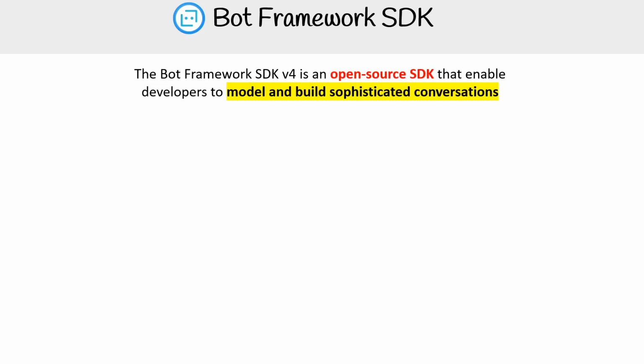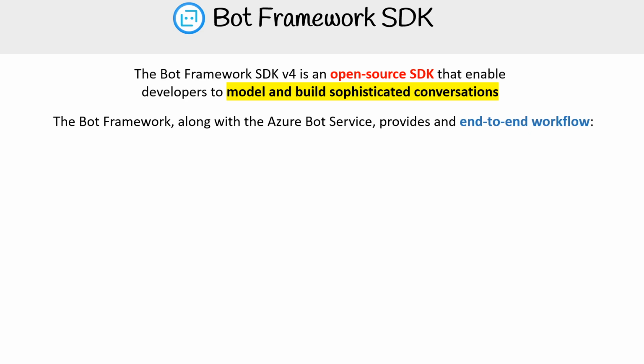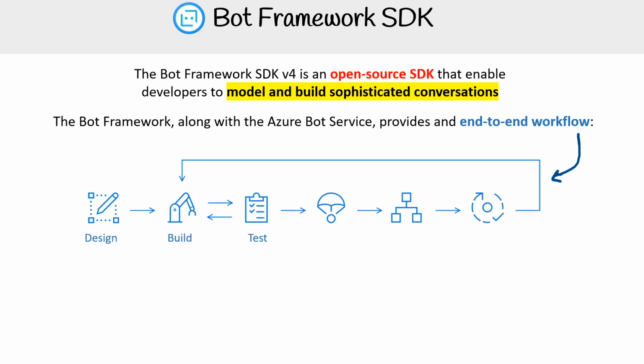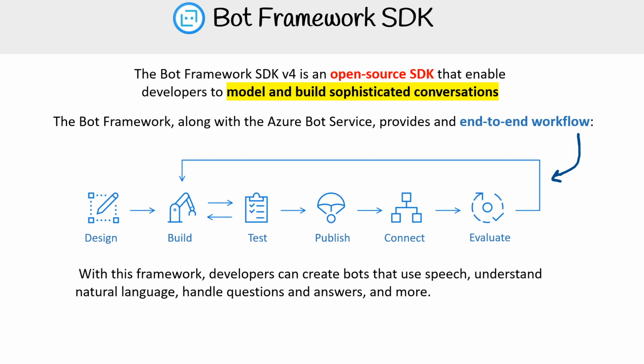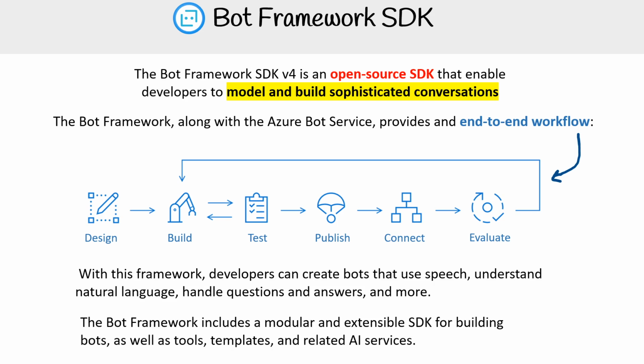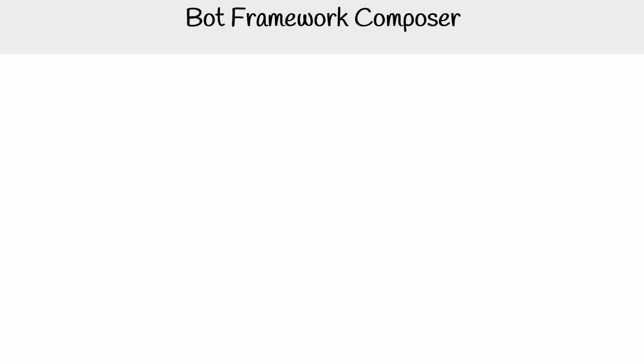The Bot Framework SDK, which is now version 4, is an open source SDK that enables developers to model and build sophisticated conversations. The Bot Framework, along with the Azure Bot Service, provides an end-to-end workflow so we can design, build, test, publish, connect, and evaluate our bots. With this framework, developers can create bots that use speech, understand natural language, handle questions and answers, and more. The Bot Framework includes a modular, extensible SDK for building bots, as well as tools, templates, and related AI services.